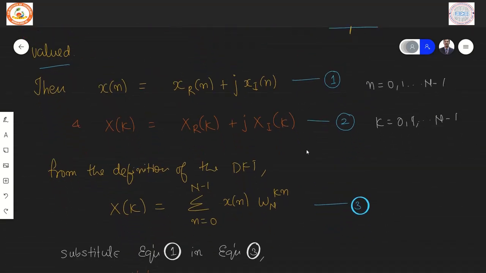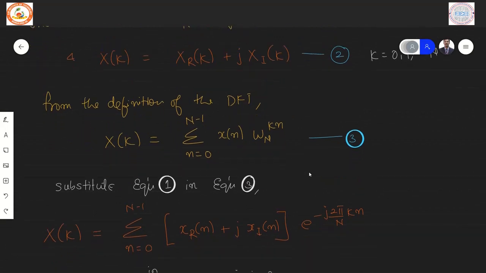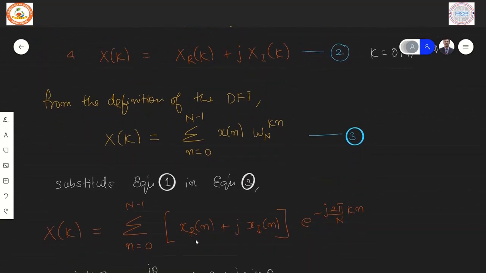From the definition of the DFT, we know that the DFT equation x of k is given by equation number 3. Now, substituting the value of x of n in this particular equation, after substituting, the equation will look something like this. So the input now is xr of n plus j times xi of n multiplied with the exponent e power of minus j 2 pi by N kn.